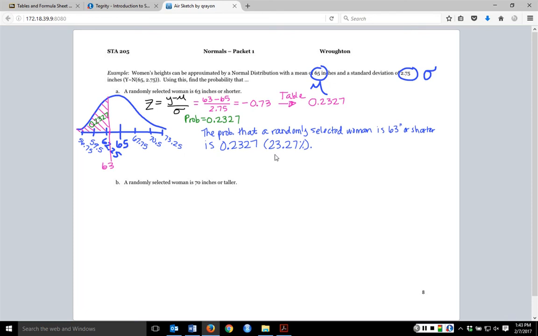Alright, that one was probably the more straightforward one. So let's try one that's a little bit more complicated. We want to find the probability that a randomly selected woman is 70 inches or taller. So I'm going to start in my same way. I'm going to first draw my picture. I'm going to put my little markings on here. I'm still working with women's heights. These are all going to be exactly the same as the picture above because I didn't change any of my numbers. And that should be a 6.